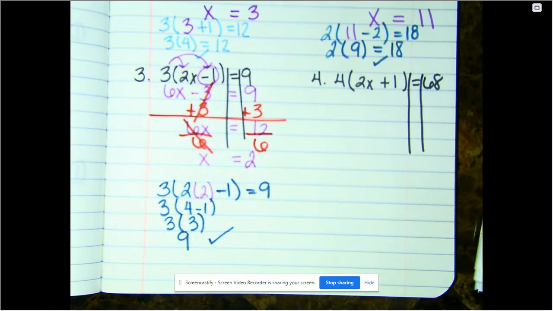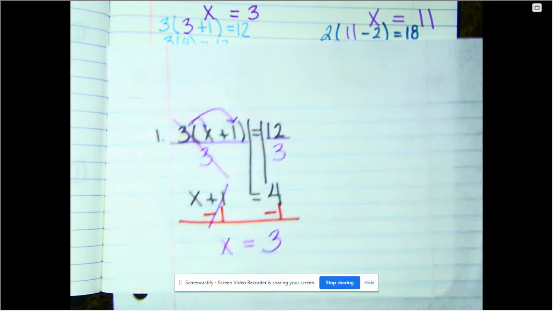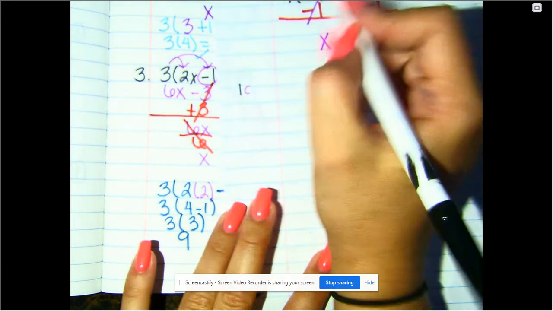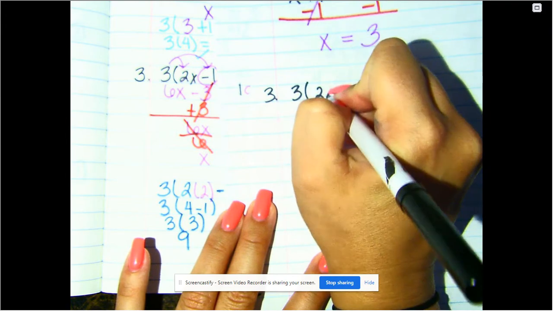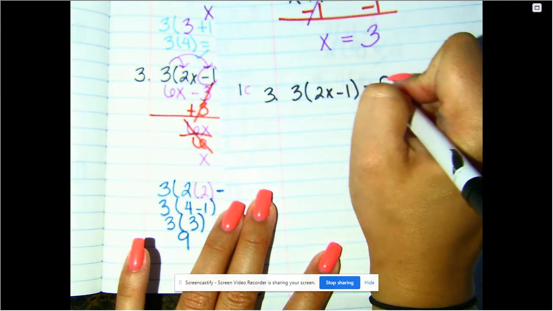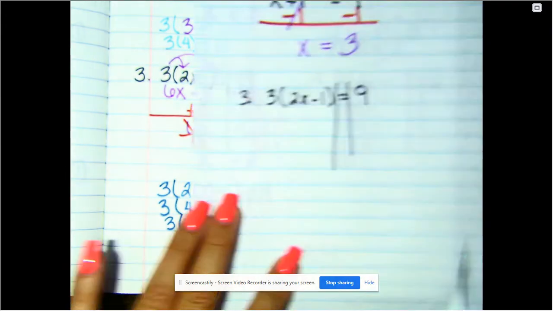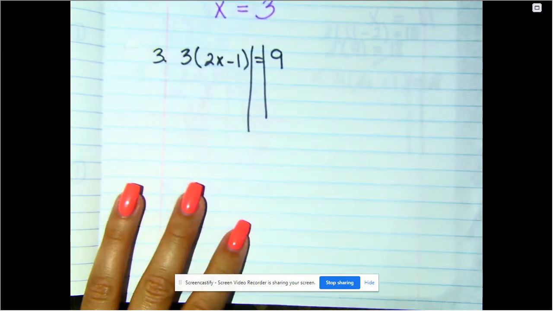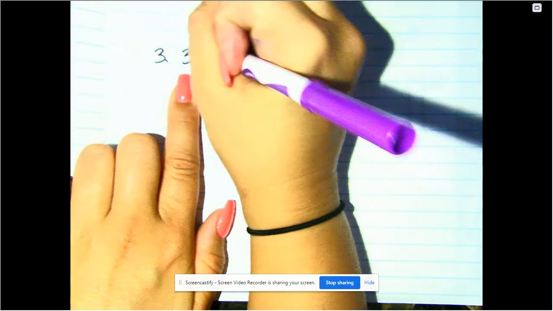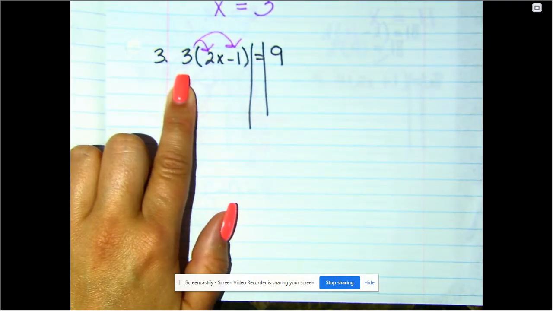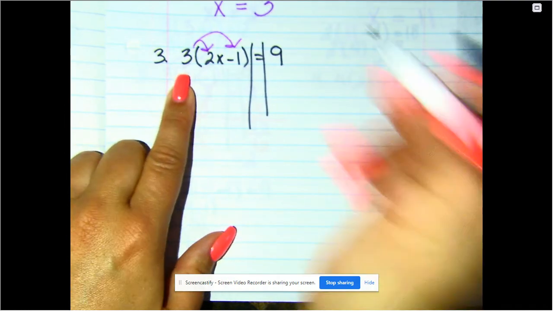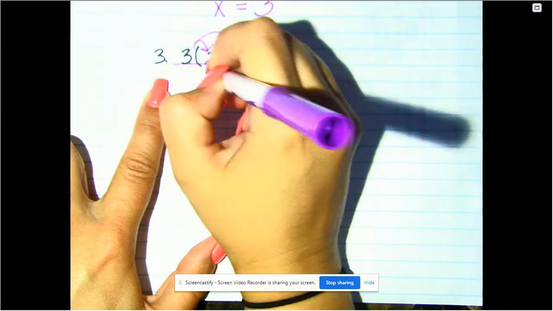Okay, y'all ready for method number 2, if you're okay with this method? Okay, so number 3's problem was 3 times (2x minus 1) is equal to 9. So first step, whenever I did the distributive property, the operation that I used was multiplication. So if we're thinking about undoing our operations, the opposite or inverse of multiplying by 3 would be dividing by 3.